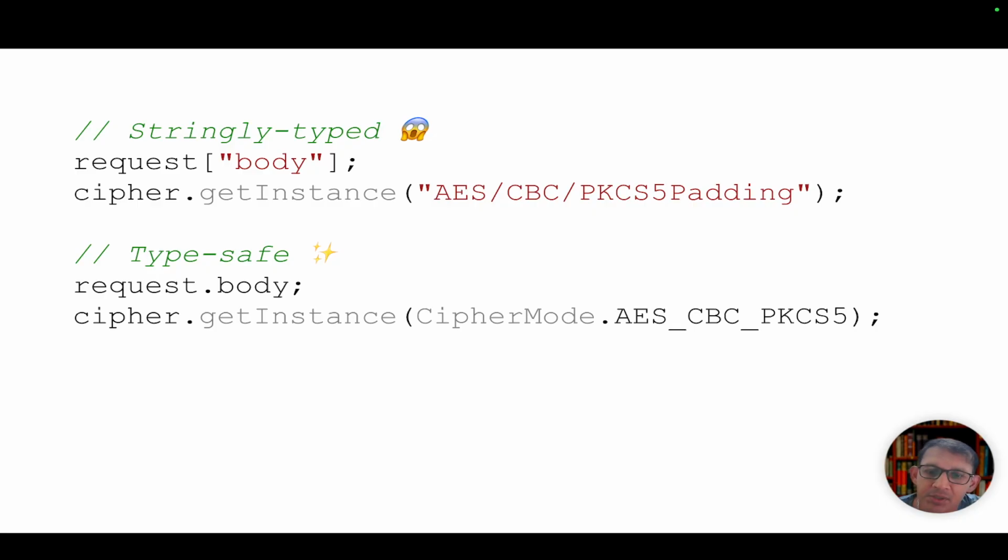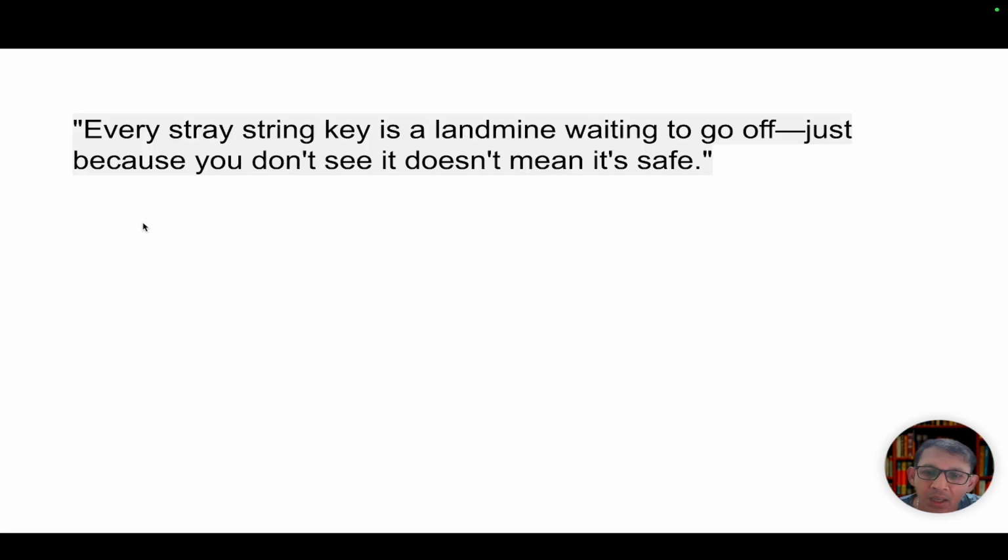The core problem is this: when we use plain strings to represent important program semantics, we're trading type safety for convenience. And that trade-off will cost us more than we realize. Remember this key insight: every stray string key is a landmine waiting to go off. Just because you don't see it doesn't mean it's safe.